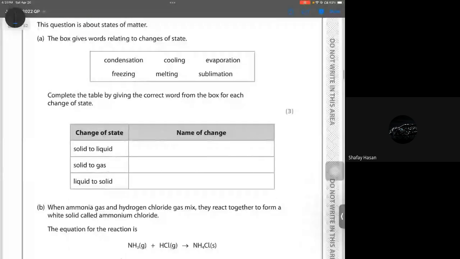Solid to liquid. Name of change. What is this? It's melting. Solid to gas. It's sublimation. Liquid to solid. It's freezing.